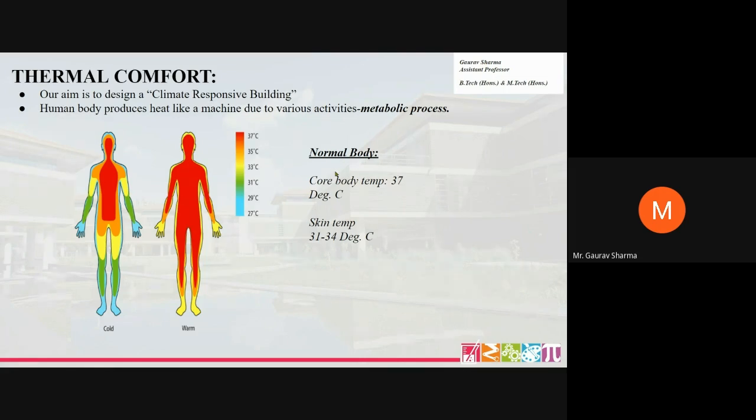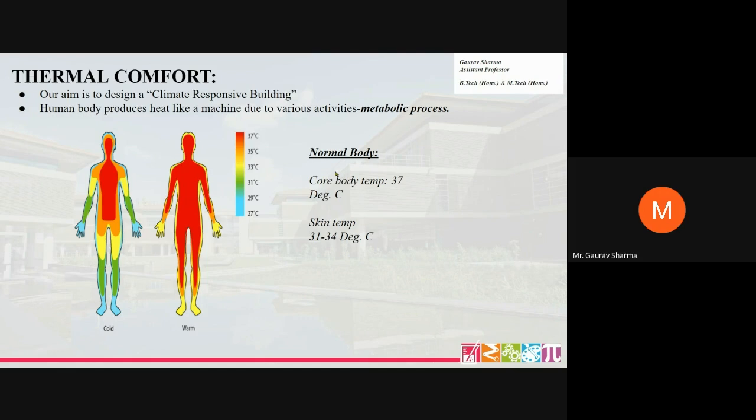Okay. So the human body produces heat like a machine due to various activities, and that is known as the metabolic process. The activities involved like sitting, running, eating, sleeping, all these activities are associated with heat production or heat dissipation. Both of these things are there, right? So this process goes on.